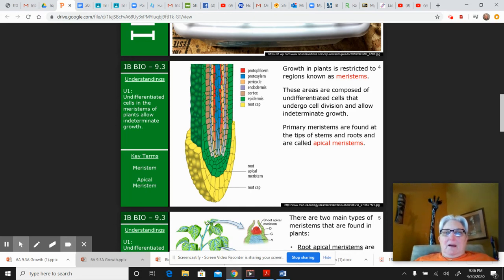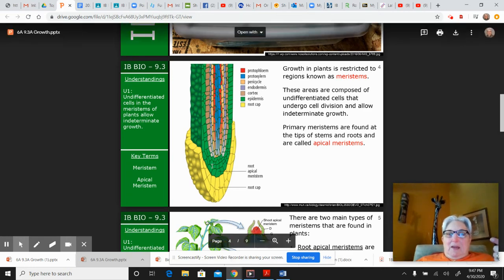And these are what we call undifferentiated cells, right? They have not undergone cell division yet, so they do not know at this point what type of plant cell they are going to develop into, and they don't know at this point how much growth they are going to be able to determine for that particular plant.